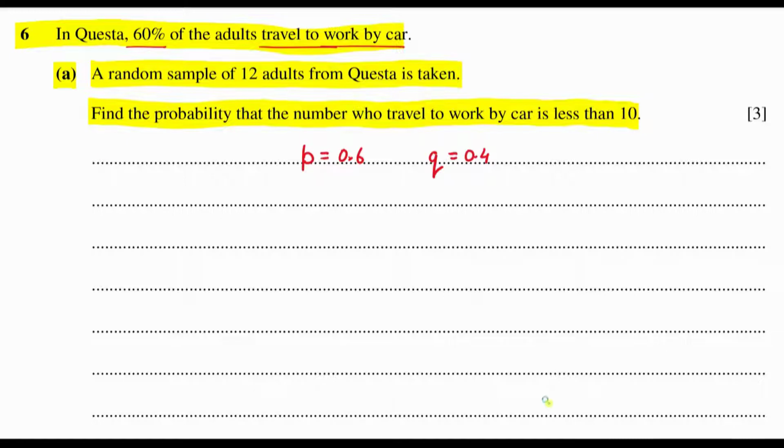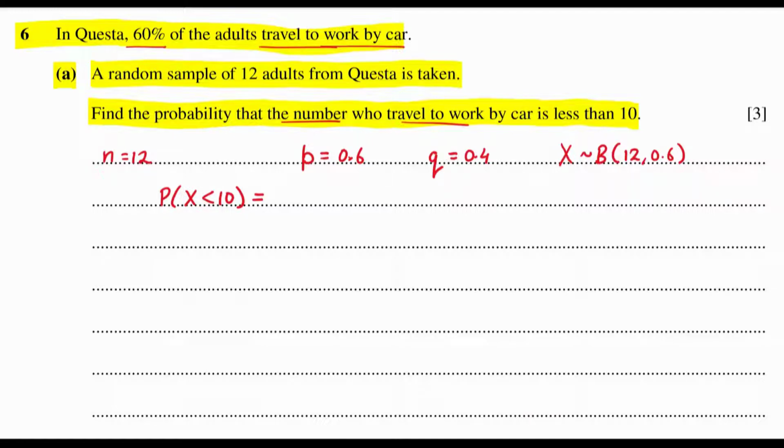And n is of course 12, because we have taken n trials or samples, and then it is going to be binomial with parameters 12 and 0.6. So now we are going to find the probability that the number who travel to work by car is less than 10. So X less than 10 we need to find.